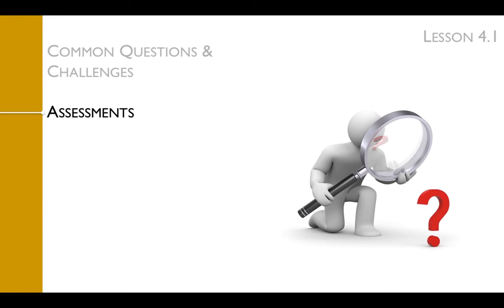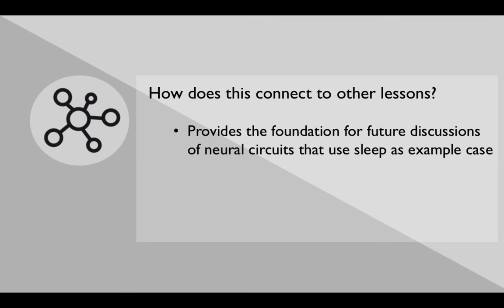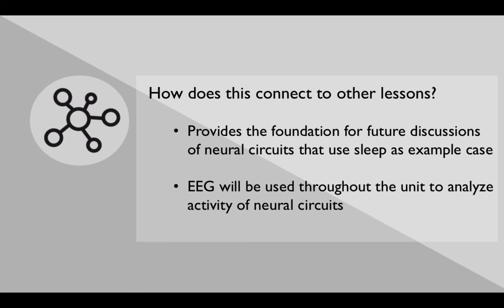At the end of this lesson, students should appreciate that sleep is a complex behavior and that by using the EEG, we see the brain cycles through very different stages of sleep each night. This lesson provides the foundation for future discussions of neural circuits that use sleep as an example case to ground an otherwise complex and abstract concept. Additionally, the EEG will be used throughout the unit to analyze the activity of neural circuits, so it is important that your students understand how it works and what it shows before moving on.